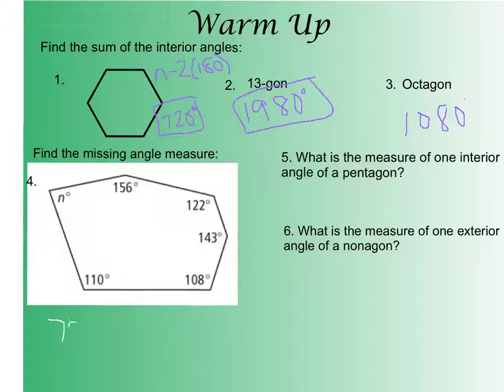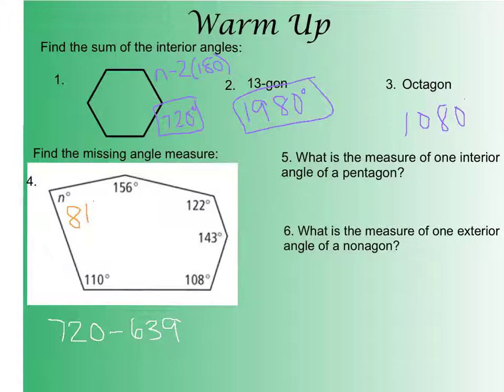But I already have some measures here. So I'm going to take each of these measures and add them all up with my calculator. When I do that, I get 639. So I'm going to subtract 639 from 720, and that will give me my answer for the missing angle. So my missing angle should be 81 degrees.